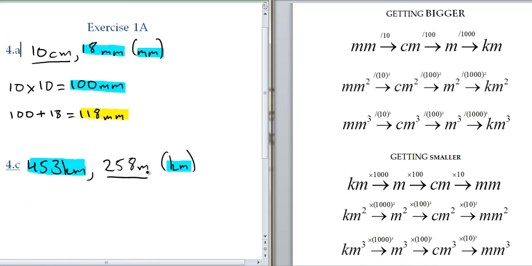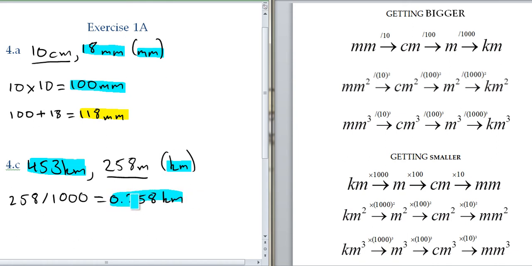Alright, well, how do we go from meters to kilometers? We're going from a smaller unit to a bigger one, so we're getting bigger. And to go from meters to kilometers, we divide by 1,000. So 258 divided by 1,000, we put that into the calculator, we should get 0.258 kilometers.